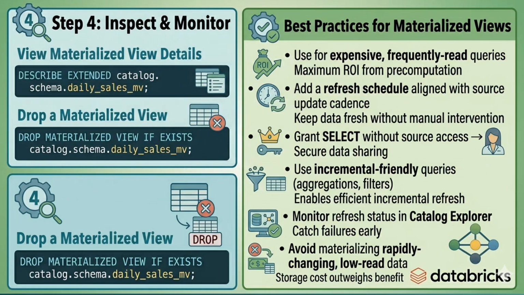Grant select access without giving access to source tables. This ensures secure data sharing. Use incrementally friendly queries like aggregations and filters. This enables efficient incremental refresh. Monitor refresh status in Catalog Explorer so you can catch failures early. And finally, avoid materializing rapidly changing, low-read data because in those cases, storage cost can outweigh the benefits. By following these practices, you can make your materialized views efficient, secure, and cost-effective.